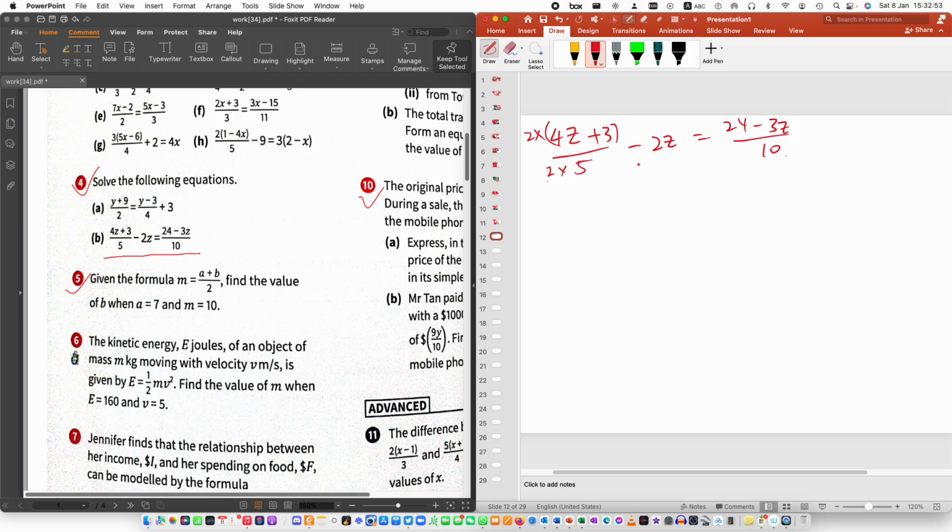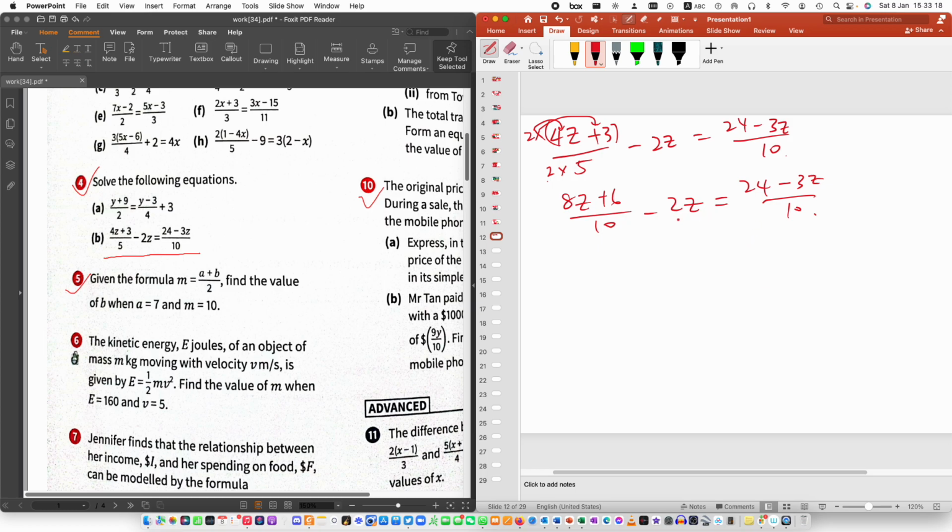It's okay, you don't have to look in first. So I make it 10, right? This is already 10, this is 10. So I make it 10. So what I end up with is 8z plus 6 over 10 minus 2z equals to 24 minus 3z over 10. So far so good.